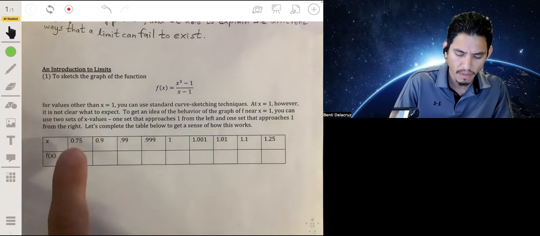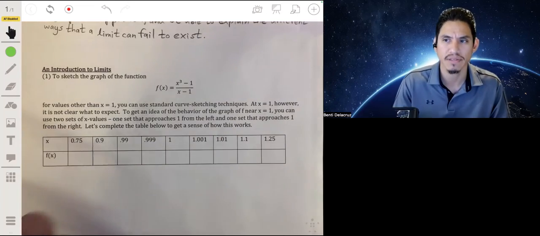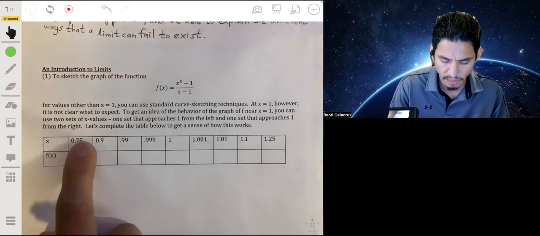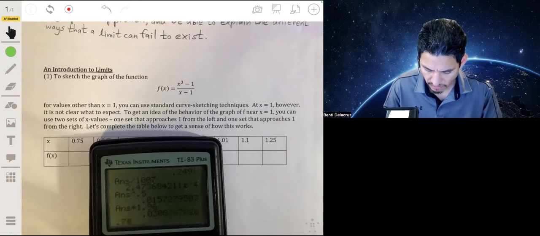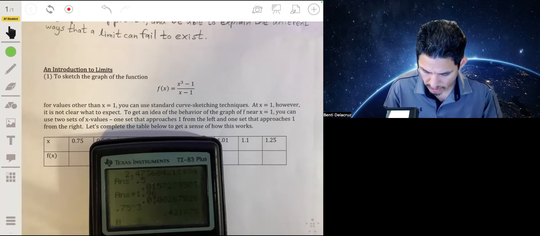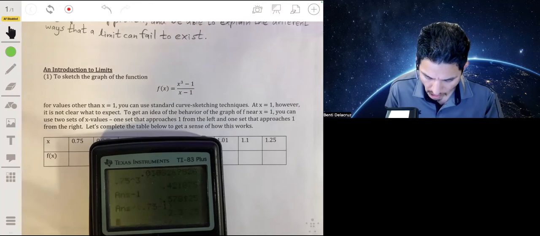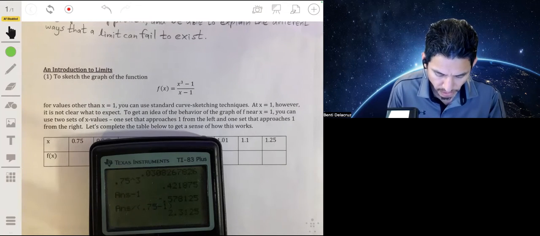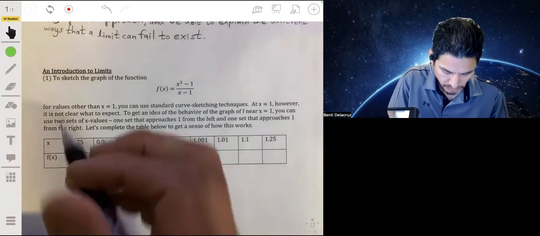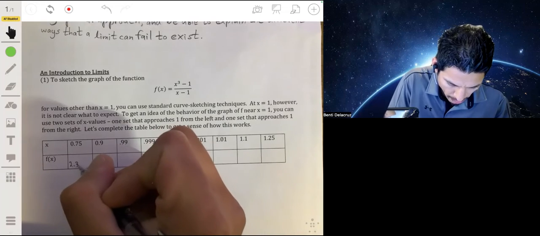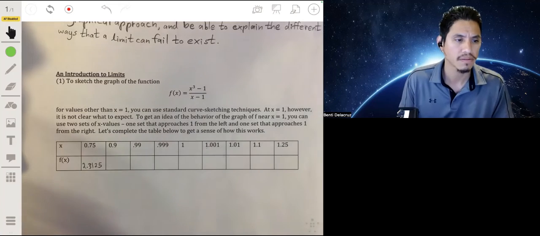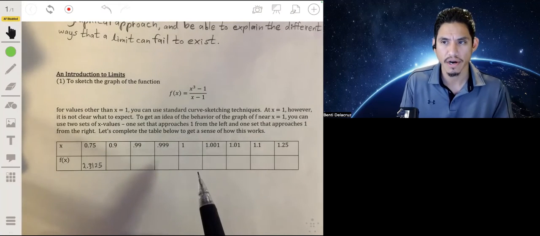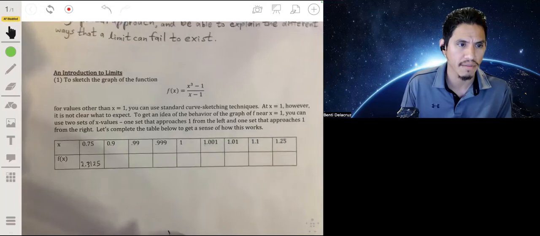So we're going to practice this plug and chug approach. We plug 0.75 into x: 0.75 cubed minus 1 divided by 0.75 minus 1, and you would get about 0.3125. Now I'm just going to go ahead and write what the values are because I've already done this, just to save time with the video.